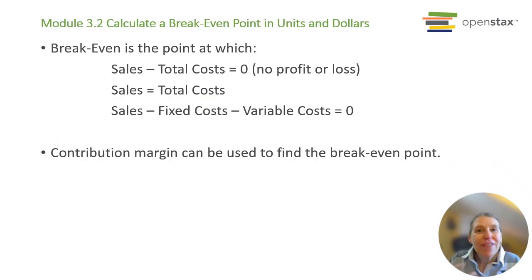Now that we know that relationship and we can just work fluidly between sales, variable costs, and contribution margin, we can worry about break even. Break even is the zero point between loss and profit. It is the place where all of your costs, fixed and variable, are covered, but you are not making any profit at all. So you're not losing money, but you're not making money. It is the place where sales and total costs are exactly equal to each other.